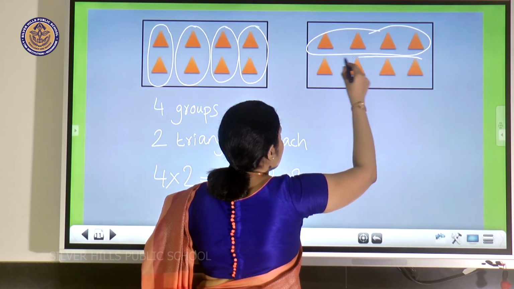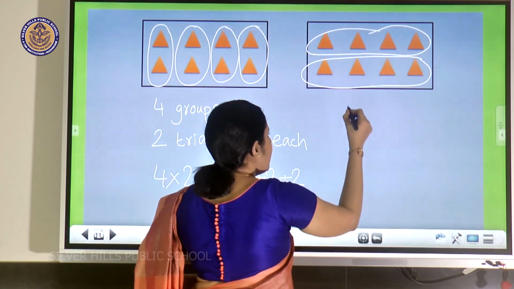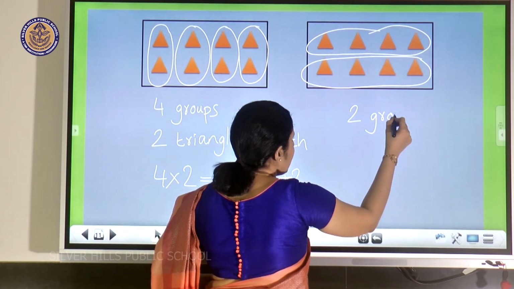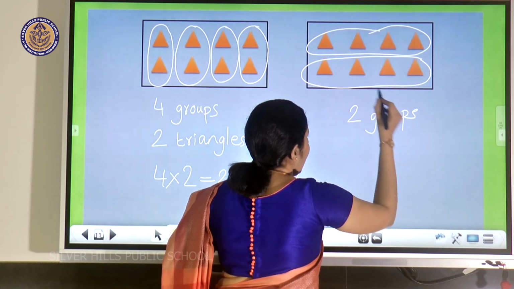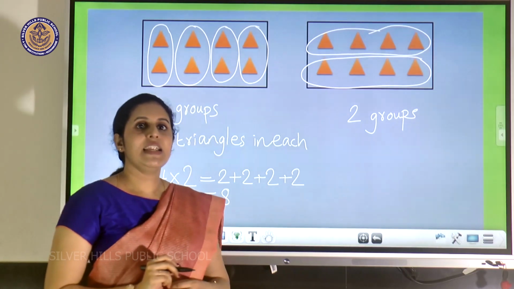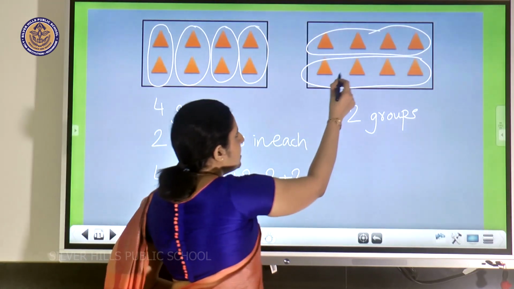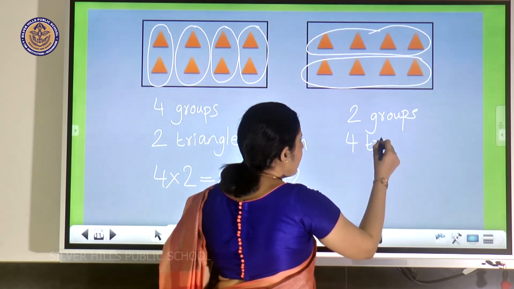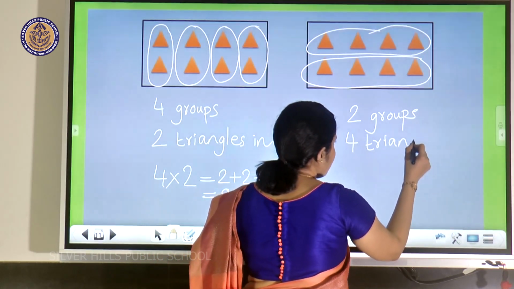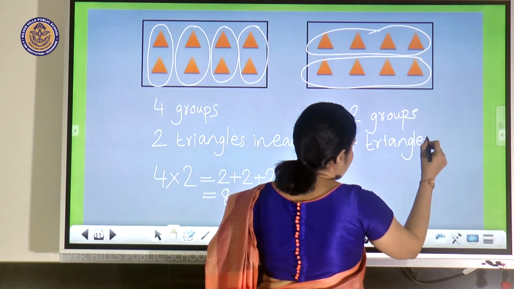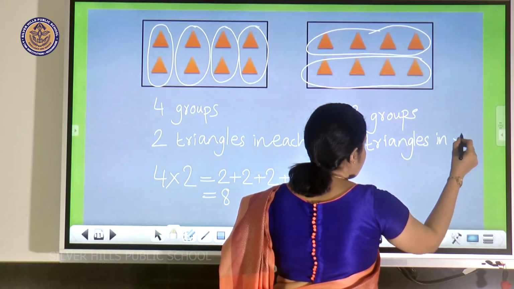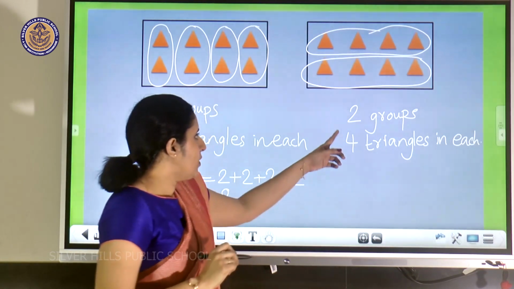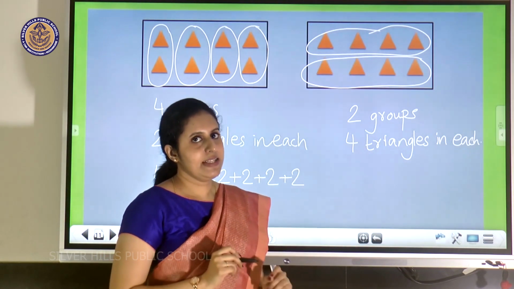1, 2. Now, there are how many groups? Only 2 groups. And how many triangles are there in each group? 1, 2, 3, 4. 4 triangles in each. Now, 2 groups, 4 triangles in each.